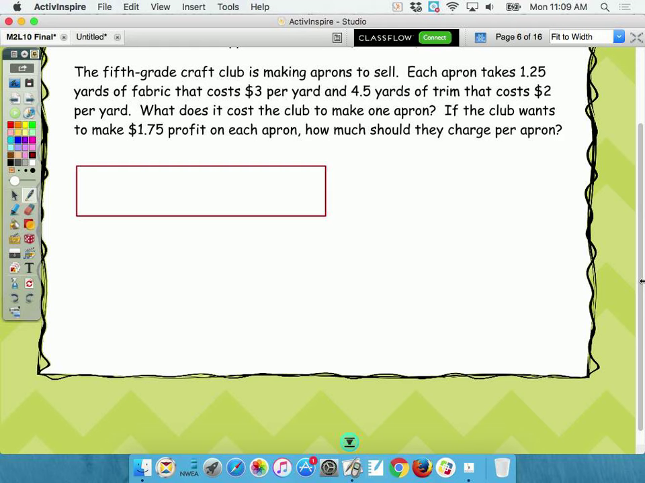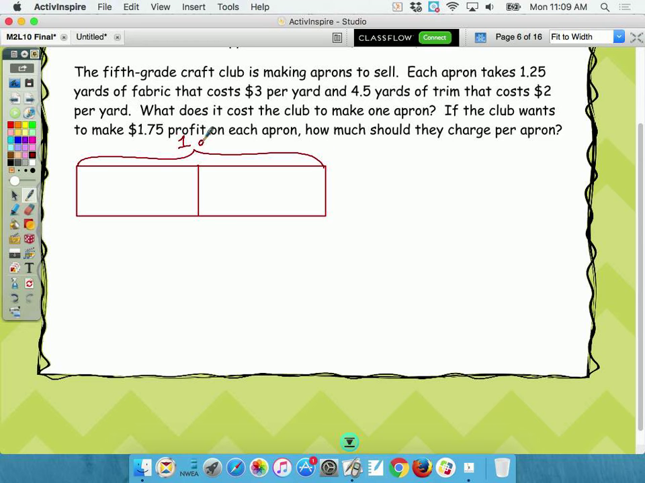Fabric and trim. Now, trim could be ribbon, or when my mom made an apron for me, she put this stuff on it. It's called rickrack. I didn't draw that very well, but trim could be ribbon or something to make it look a little fancier. So how many parts do we have for each apron? We have 2 parts.